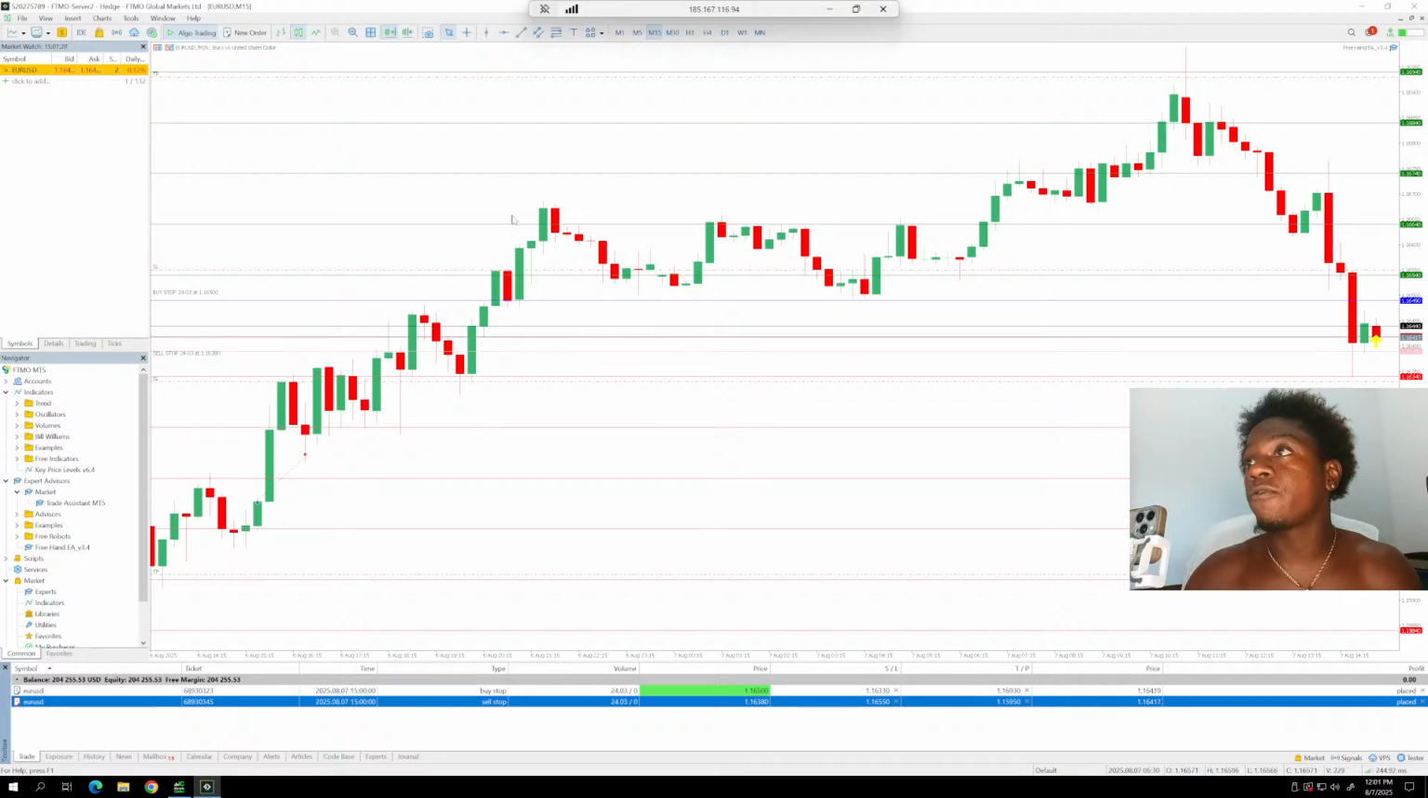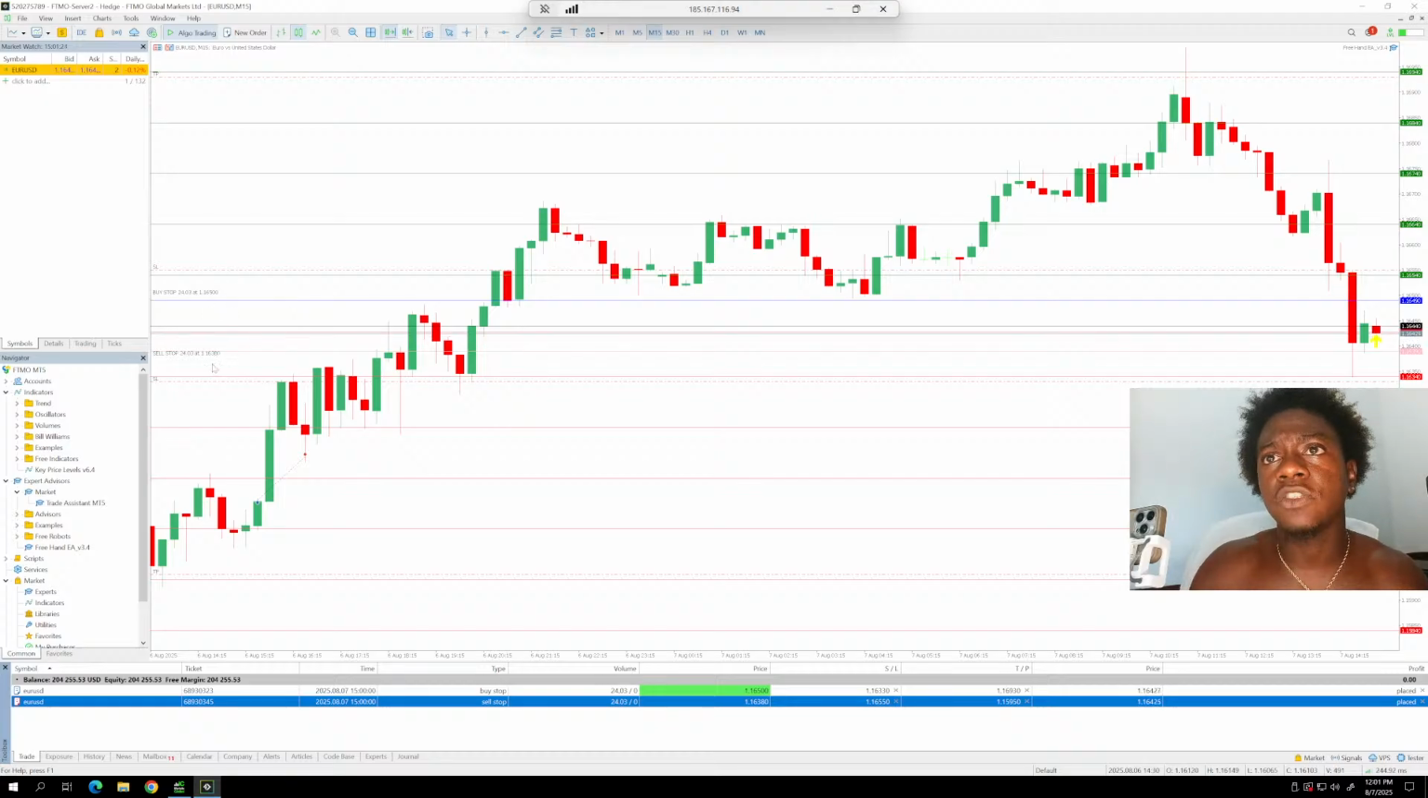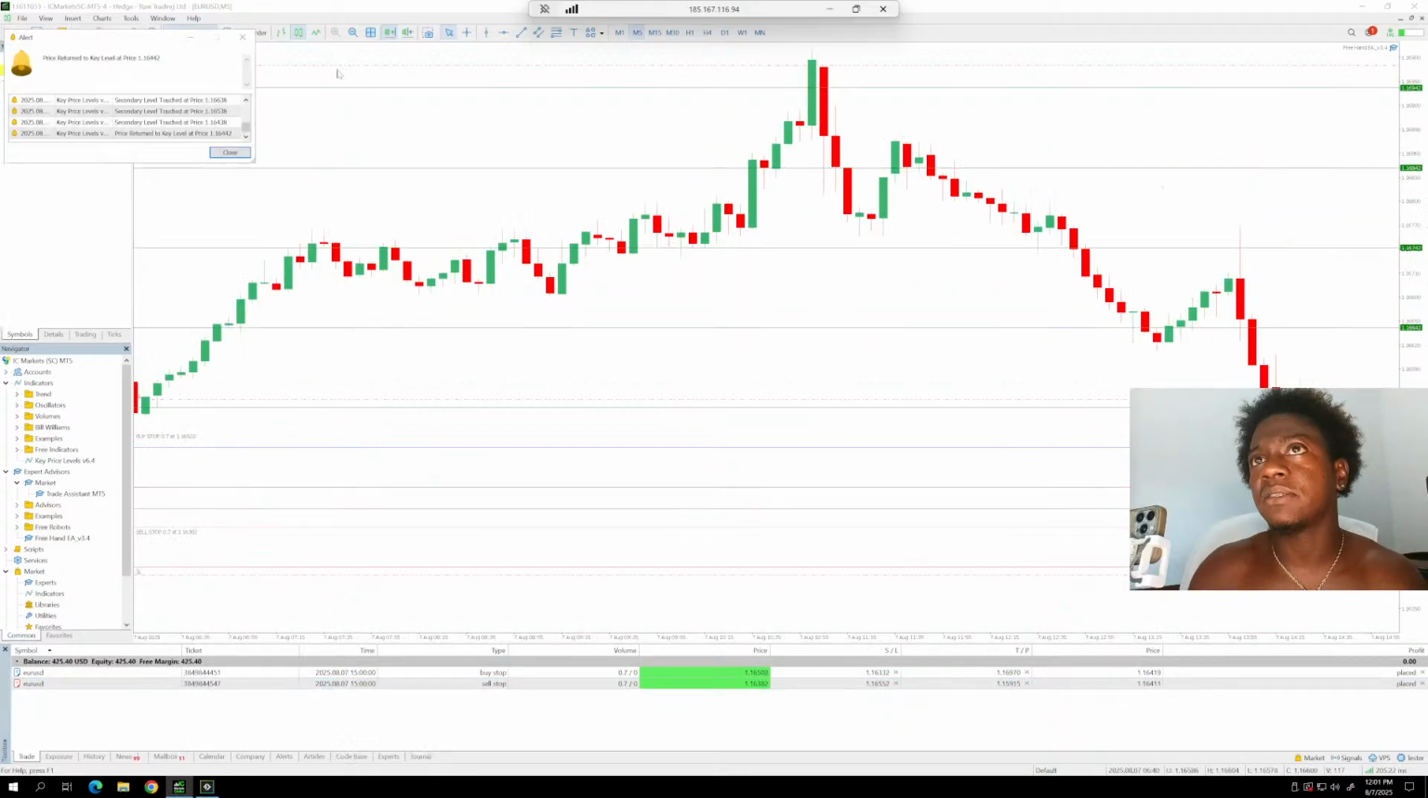This is going to account for spreads. Our entries for our buy stop and sell stop already account for spreads. So that's good. And let's go ahead and do the same thing for our live account on IC Markets.